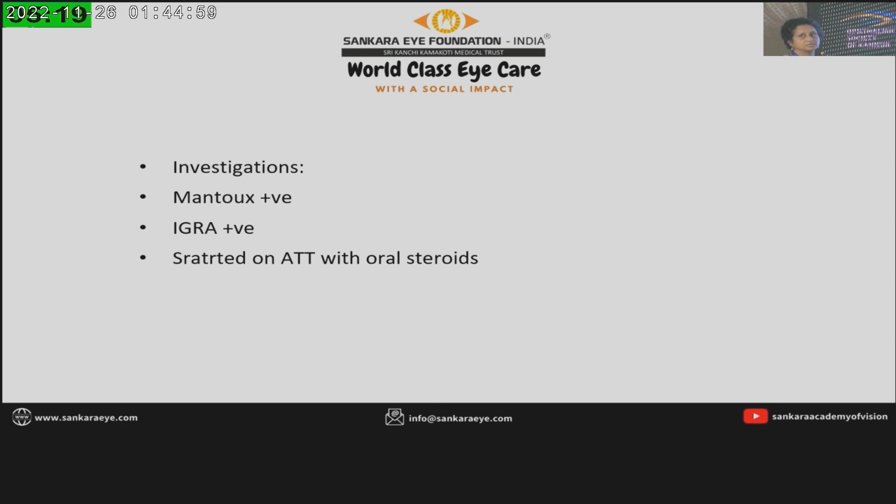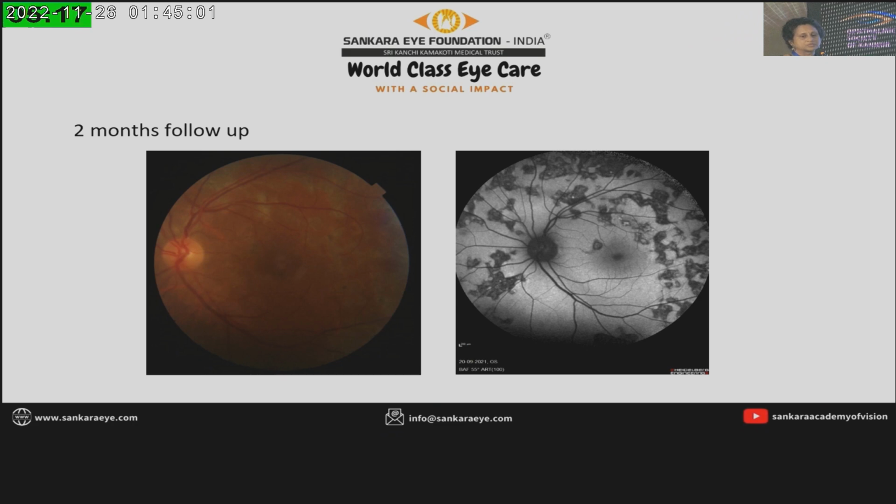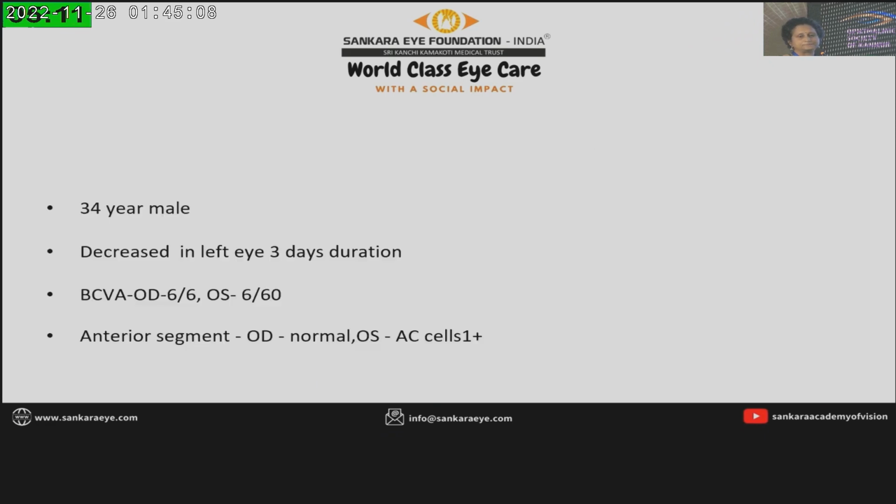Of course, the tapering is going to be a little slow. So this is a patient treated with oral steroids and ATT. You can see the healing of the lesions. The autofluorescence shows the lesions are healing.